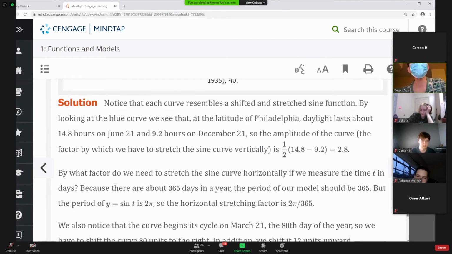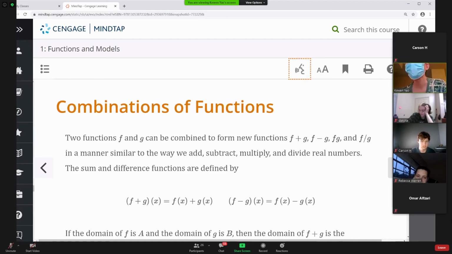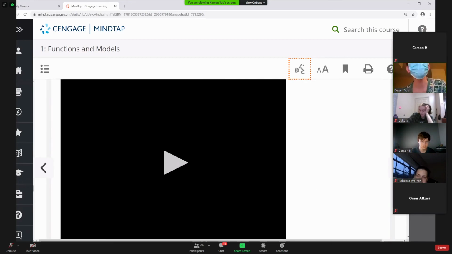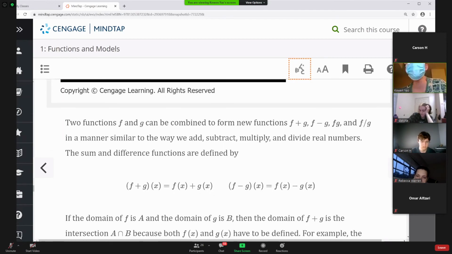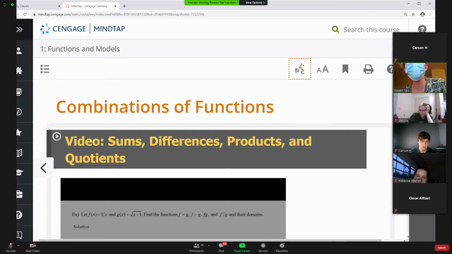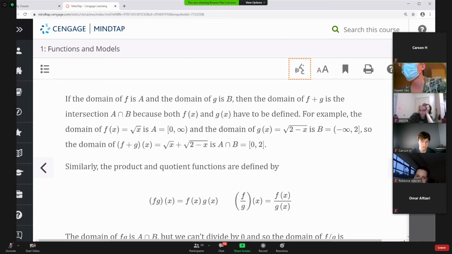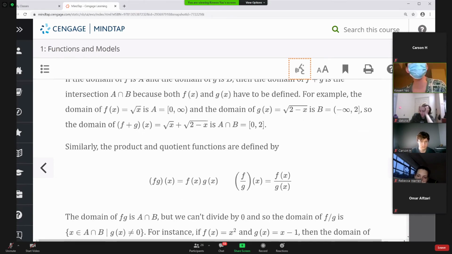Now combinations of functions, right? You have to know how to what? How to add. This is add, right? How to subtract, that's so easy, right? And how to multiply and how to divide. Remember we have 4 operations, right? Addition, subtraction, multiplication, and division, right? This is easy.